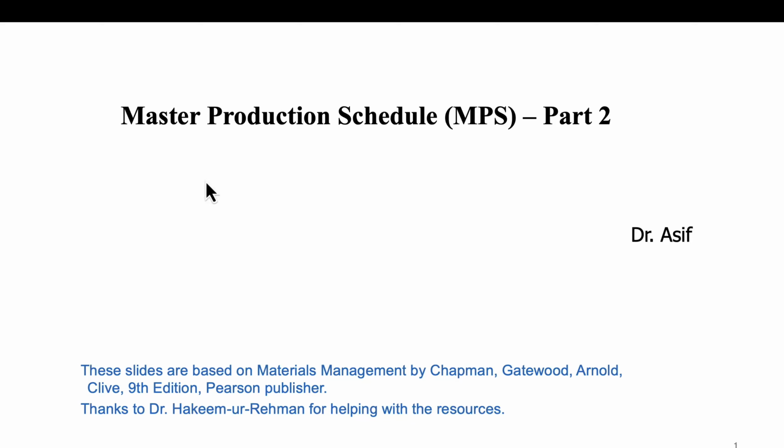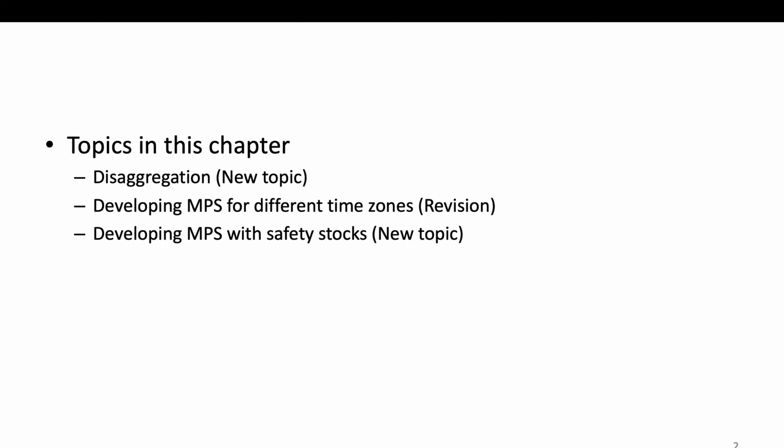This chapter is about Master Production Schedule Part 2. In this chapter, I will discuss disaggregation, that is about converting a production plan into master production schedule, developing MPS for different time zones. This is a topic we have already discussed, and then developing MPS with safety stocks.